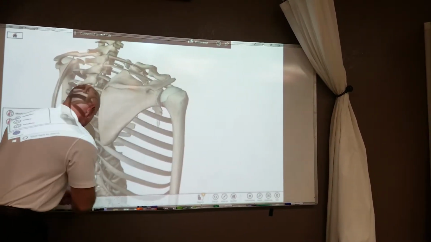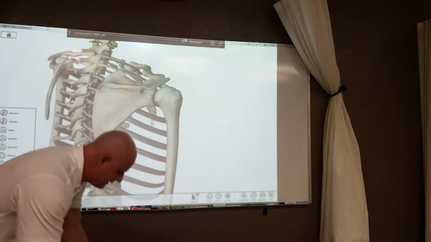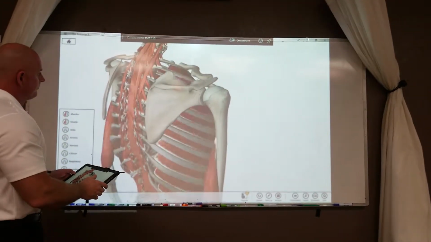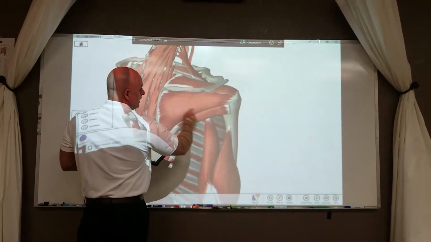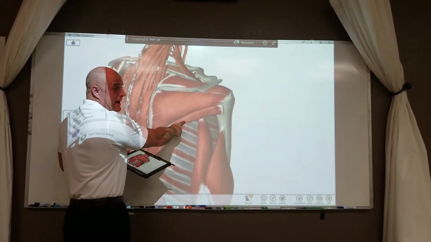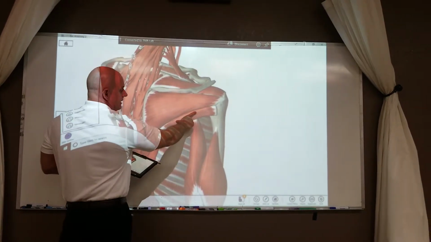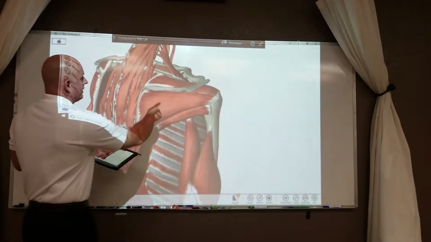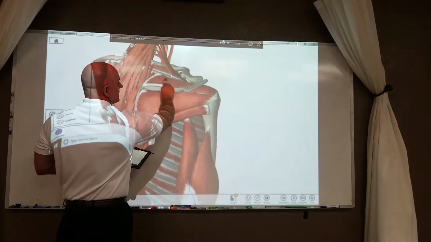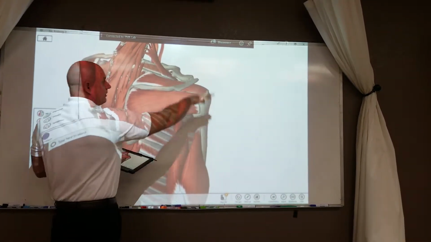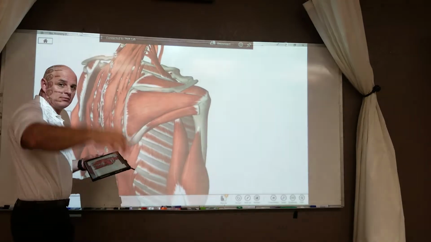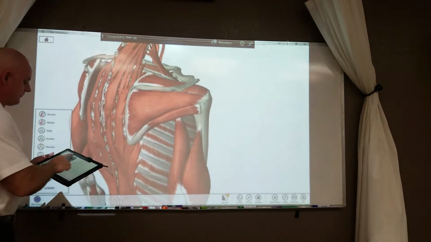Let's turn some muscles on so we can actually see the musculature. So there's our infraspinatus, teres minor, same type of action. Look, what is this muscle here? That's our supraspinatus. If we were to do the same action here, it would only do abduction. All right.